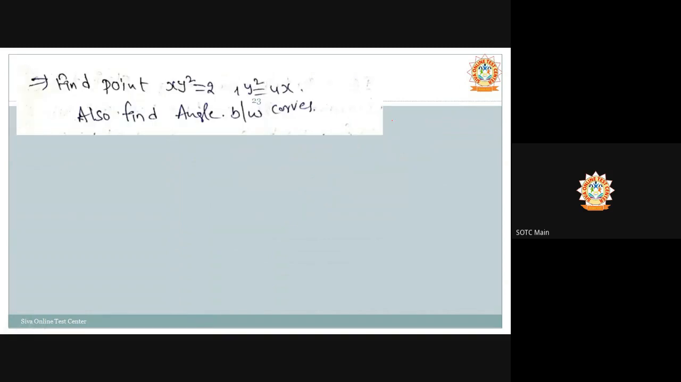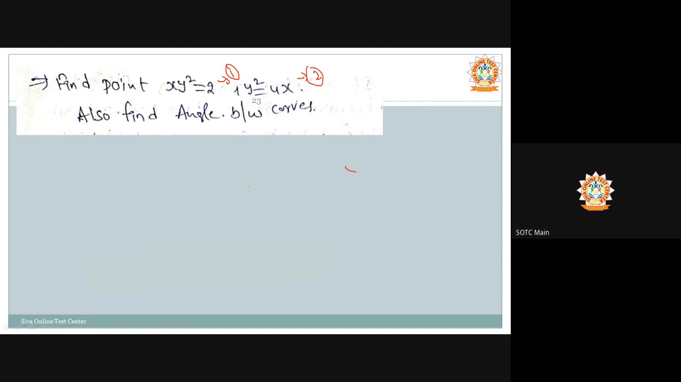Now try to see the question. Find the point of contact. Find the point of xy square is equal to 2 and y square is equal to 4x, and also find the angle between the curves. So first you need to find the point of contact where these two curves are intersecting, right? Here the point is not given. So first you need to find the point. How to find the point? Here xy square is equal to 2, y square is equal to 4x. Let us suppose this equation is 1 and this equation is 2.